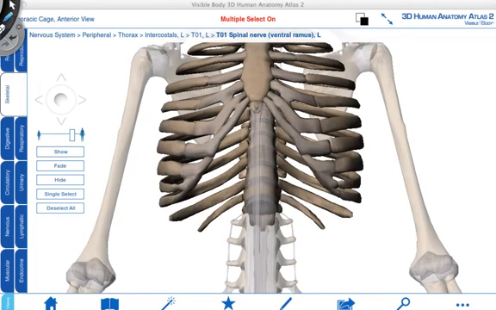The inferior thoracic aperture is much larger than the superior thoracic aperture. Posteriorly, it's bounded by T12, which I'll outline here. Posterior laterally, it's bounded by the floating ribs, ribs number 12 and also ribs number 11. And the anterior lateral boundary is formed by the costal cartilages of ribs number 7 all the way down to 10. And we call this particular area the costal margin.